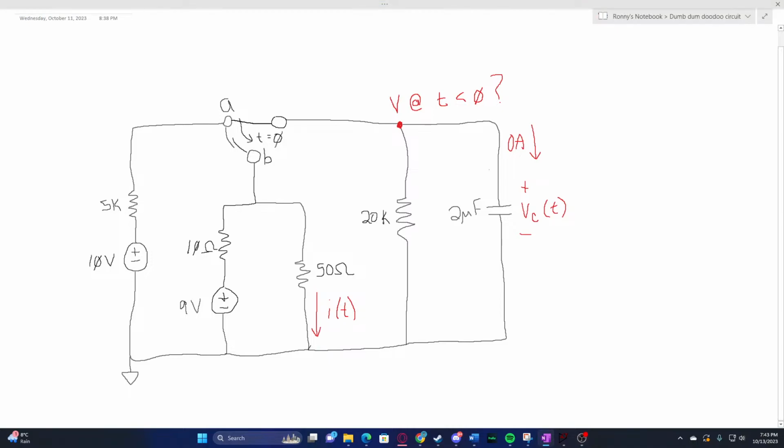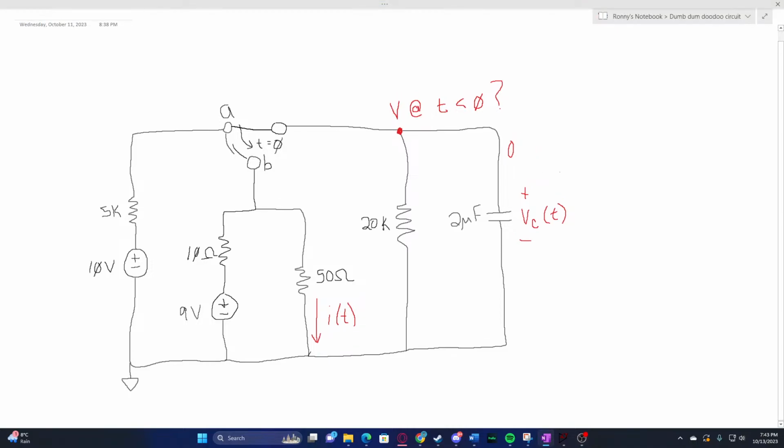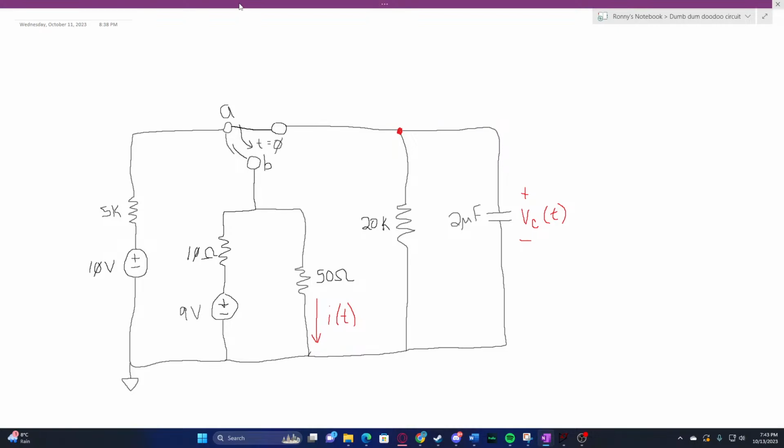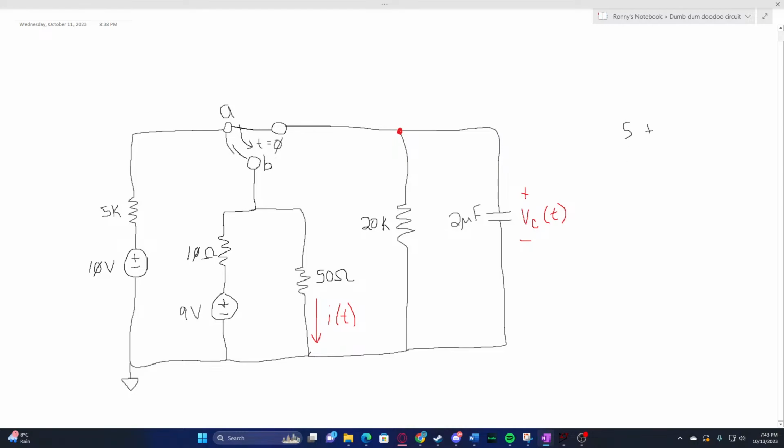So, take off that. If that's the case, then I'll pull my eraser real quick here. Take this off. What I do know is that just by inspection, if you have a 5K and a 20K ohm resistors in a series like that, you have a voltage divider. So 5K plus 20K equals 25K.